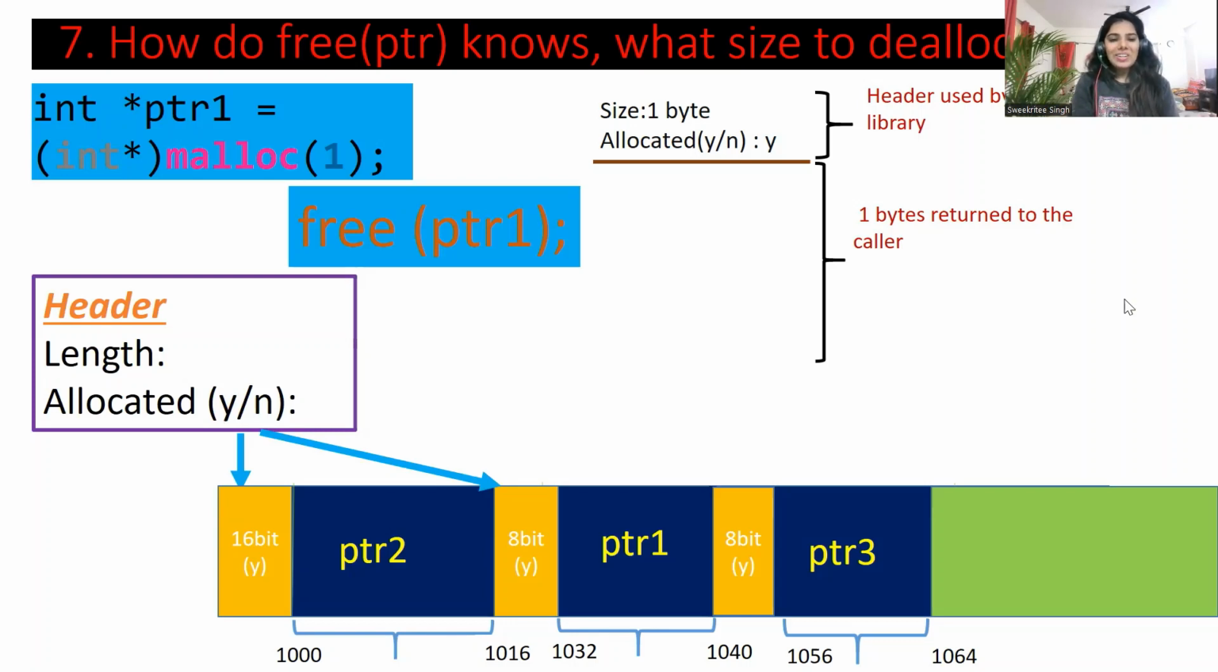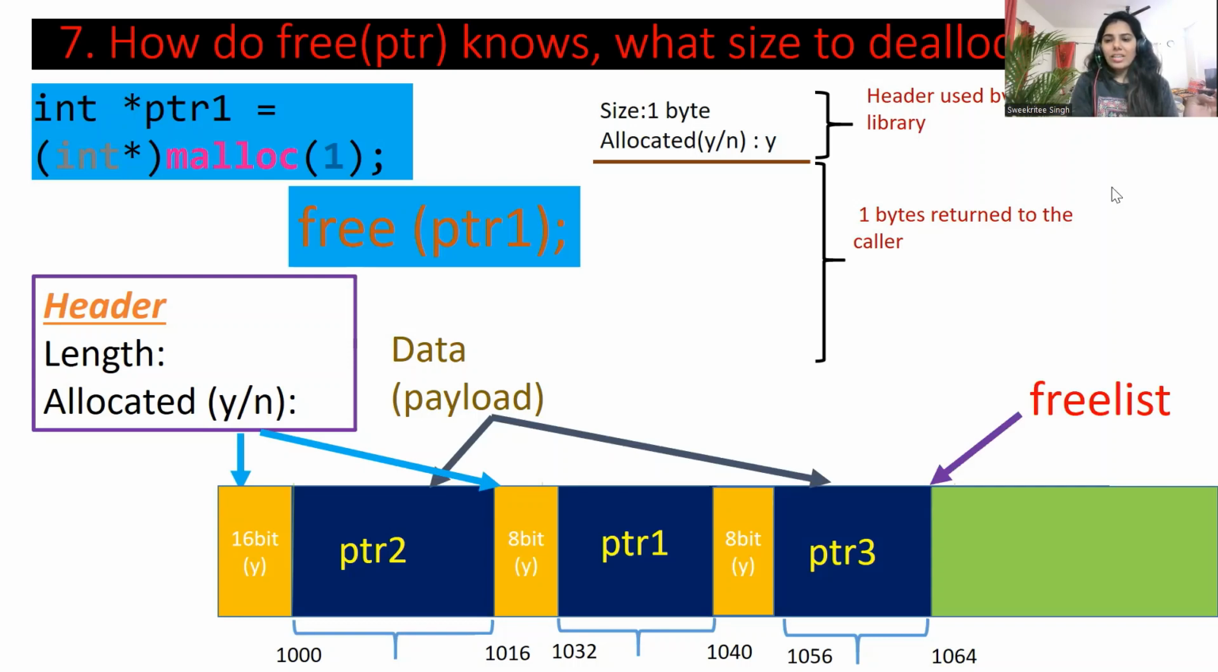So when malloc requests memory from the OS, memory is not only allocated for the requested bytes, but some header part is also allocated, and that header part holds the length of the requested memory allocation, as well as the allocation information, that is, whether it is currently allocated or not. So what all information does malloc store? It stores the header part, the data payload part, and the free list part.